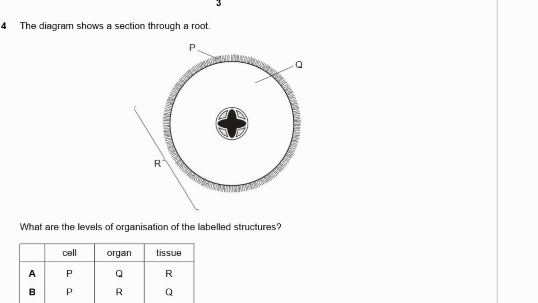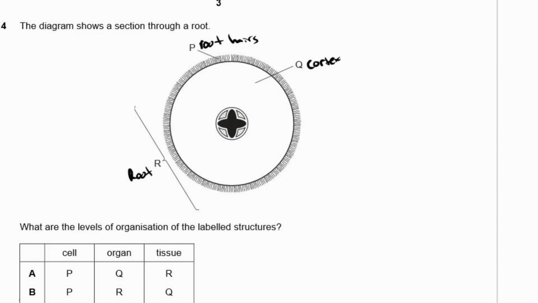Question 4. The diagram shows a section through a root. Okay, we have P, those little structures on the side, Q, this main bit here, and R. There's the whole thing. So P, those are the root hairs. Q is the cortex. And R, that's the entire root.